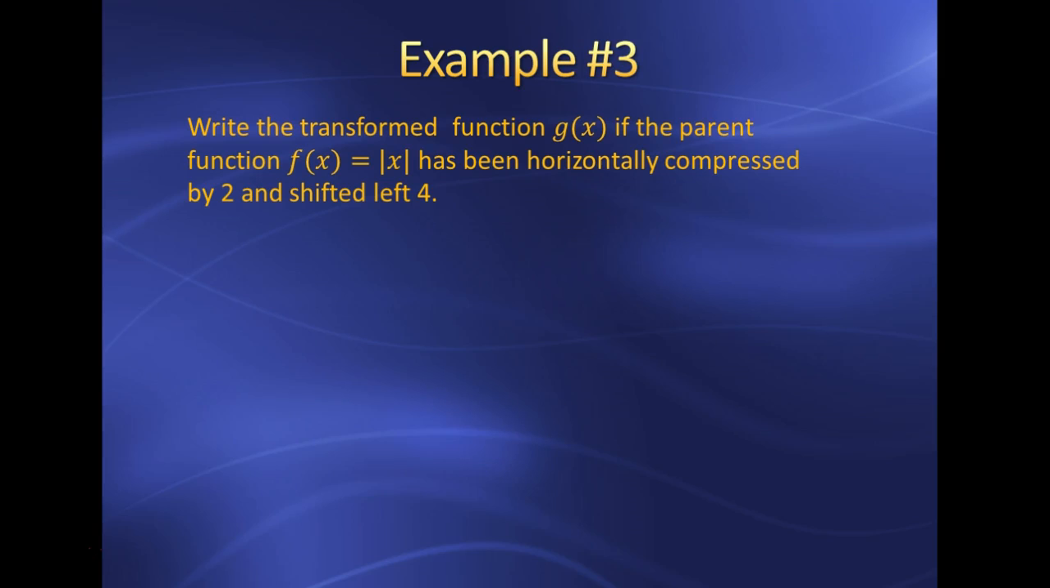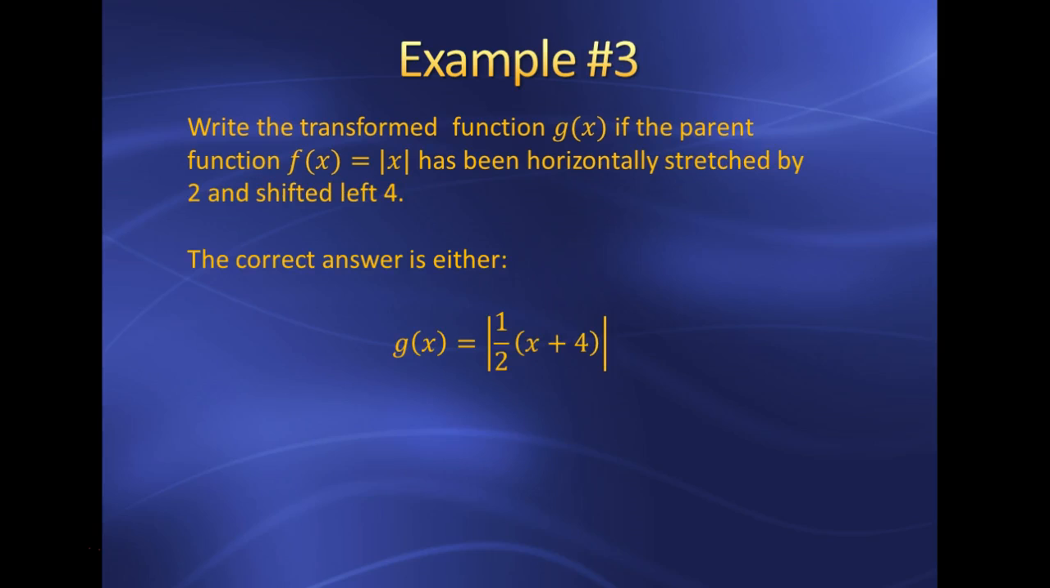Let's look at an example from another direction. What if you had to write the transformed function if the parent function has been horizontally compressed by 2 and shifted left 4? Well, you could just write it in factored form and be fine. Or you could write it like this. You could distribute the 1/2 across the parentheses and write it like that. And in either case, you would have the correct answer.